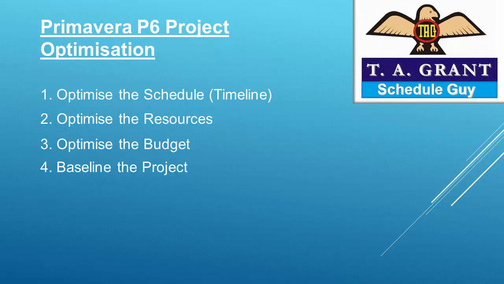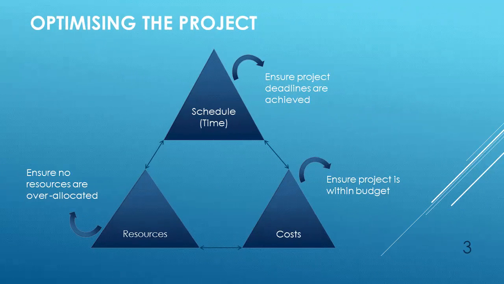Hello YouTube. Today we're going to look at optimizing our P6 project. We're going to look at the schedule first, then the resources, then the budget, and when they're good, we'll baseline the project. Here's our three areas, joined by double-headed arrows, meaning a change in any one of them will impact the other two.